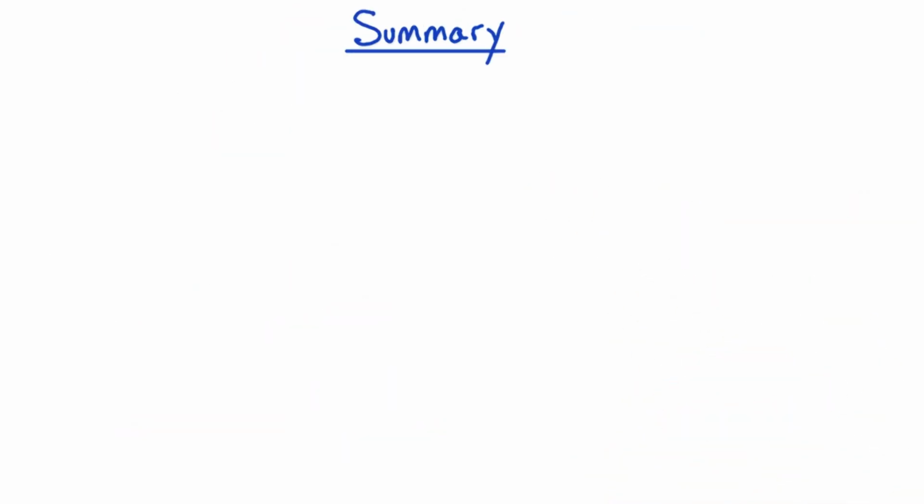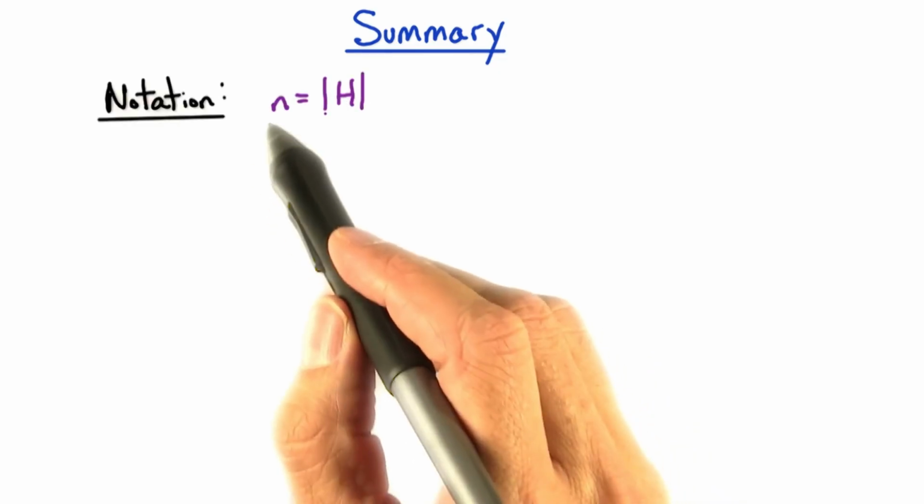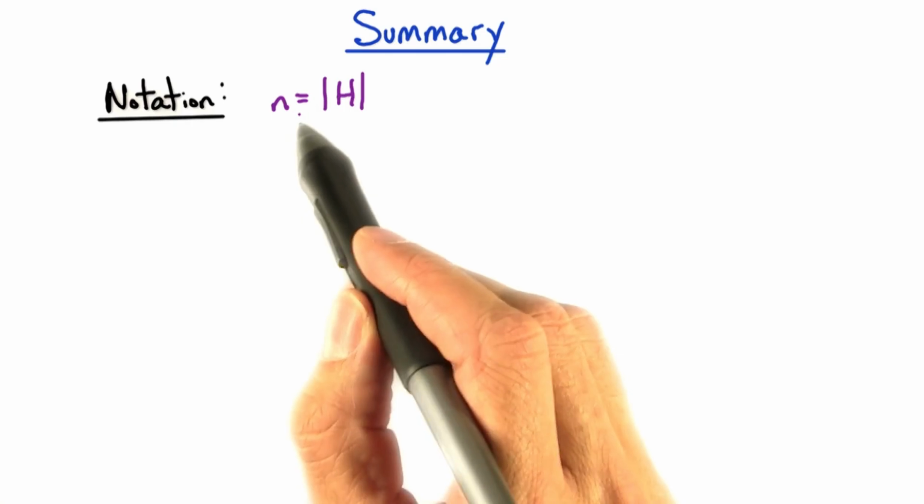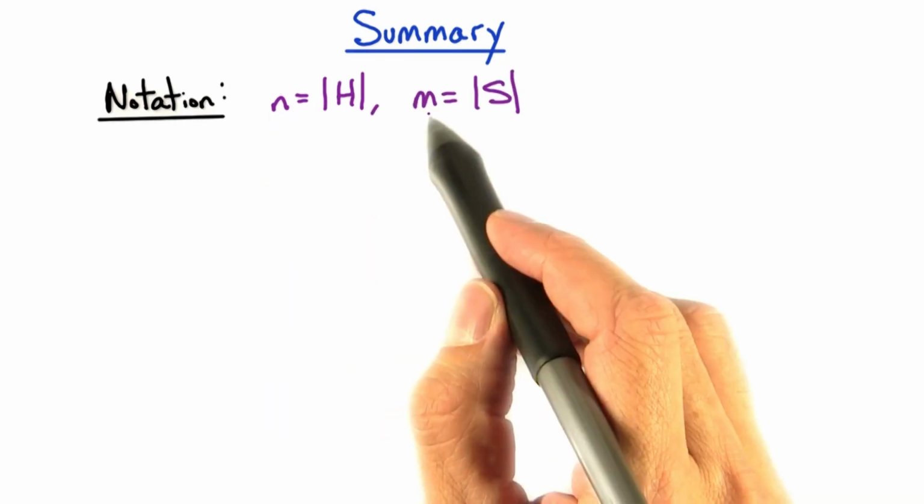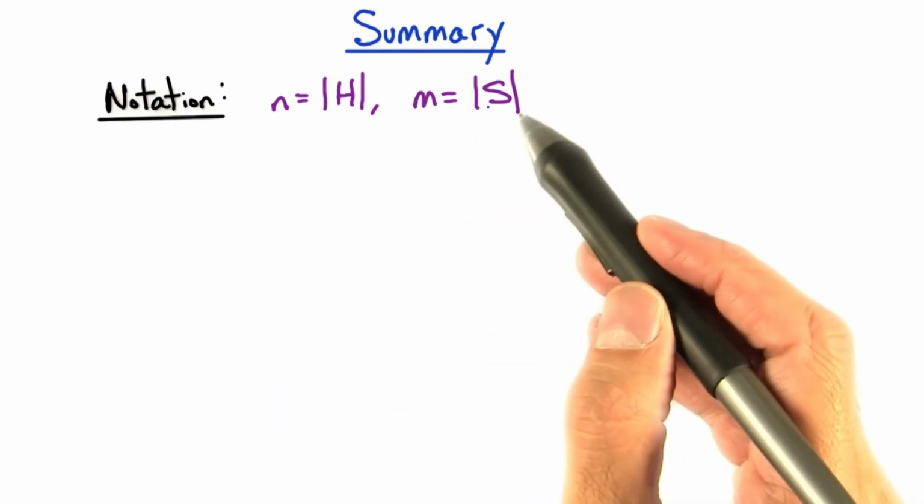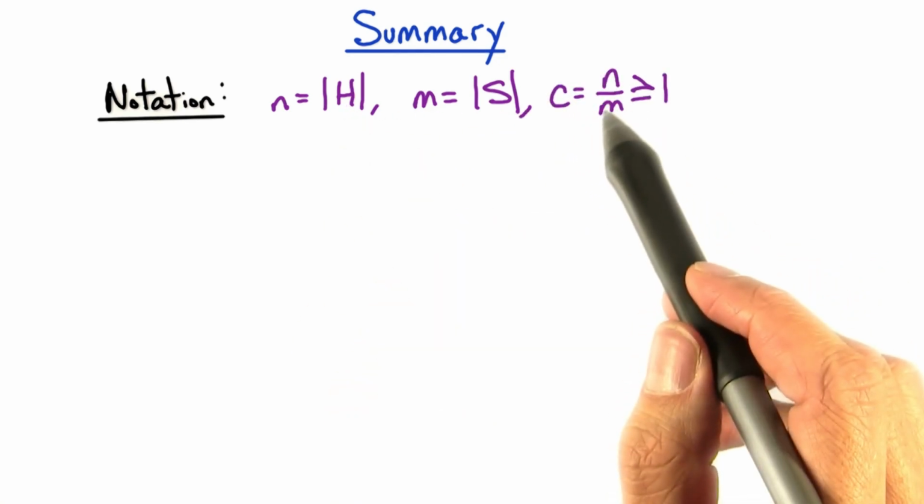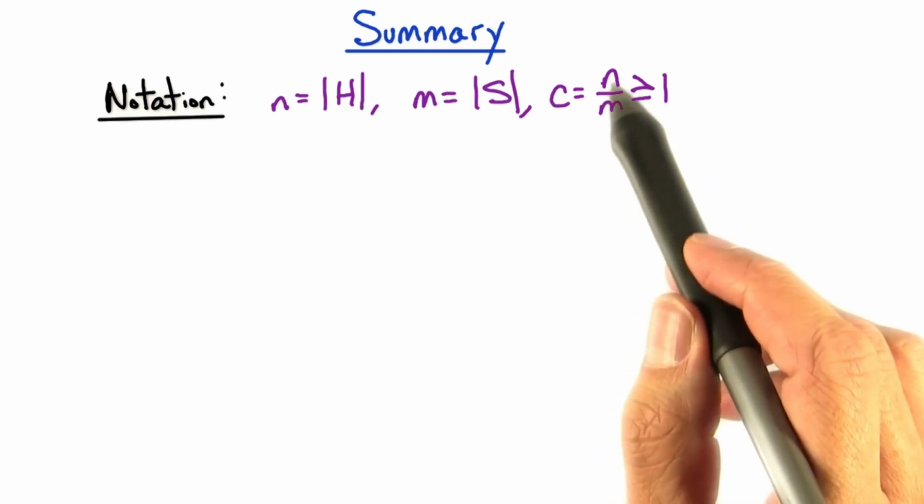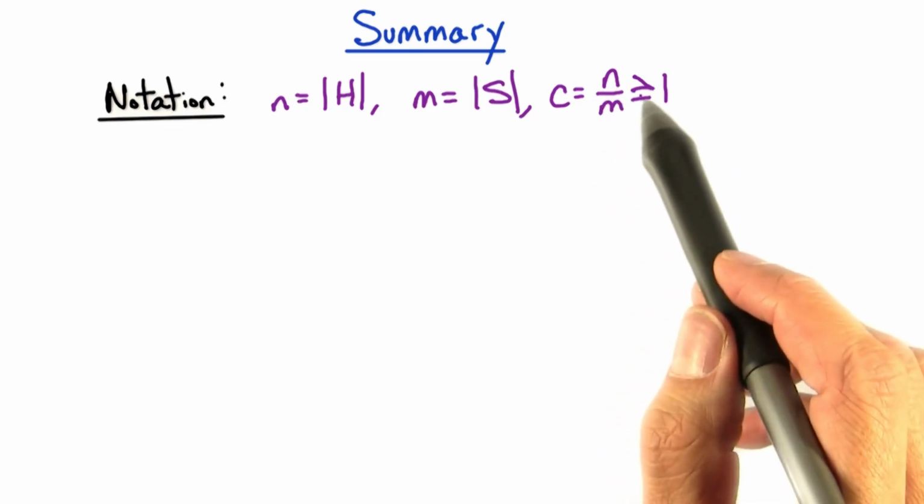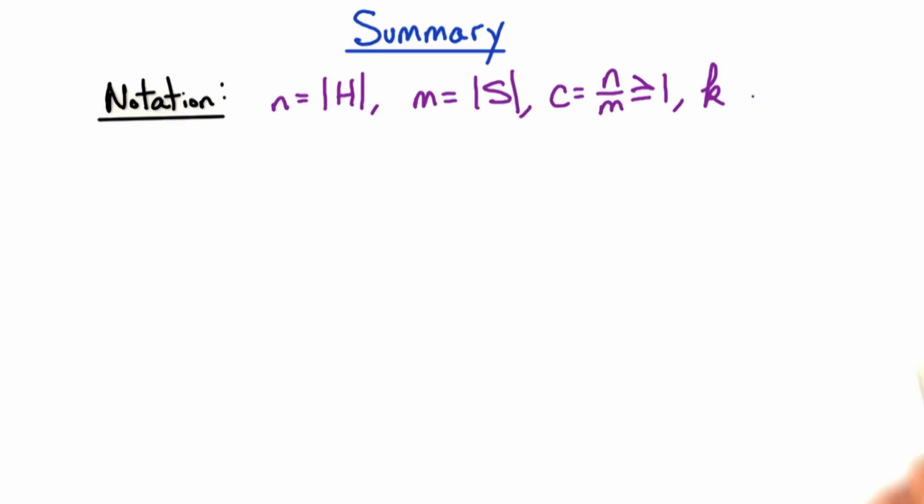Let's summarize a few key points about Bloom filters. First off, let's recall the notation. Little n denotes the hash table size, and note that it's simply little n bits. m is the database size. This is the number of insertions into our hash table. And we use c to denote the ratio of the sizes. So c equals n over m, and this is at least 1. And finally, k is the number of hash functions that we're using.